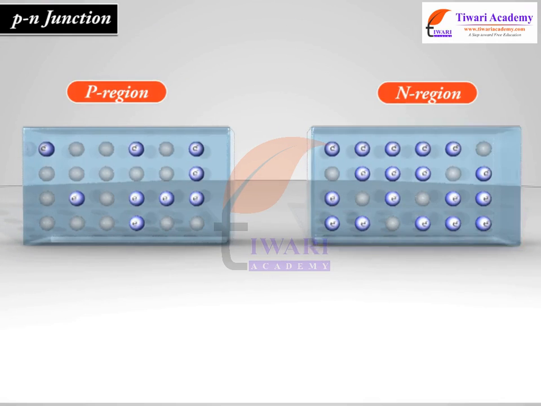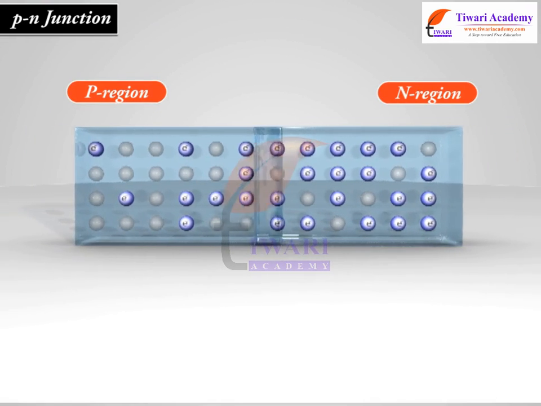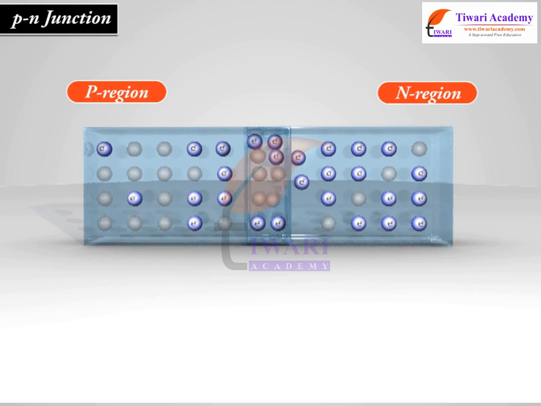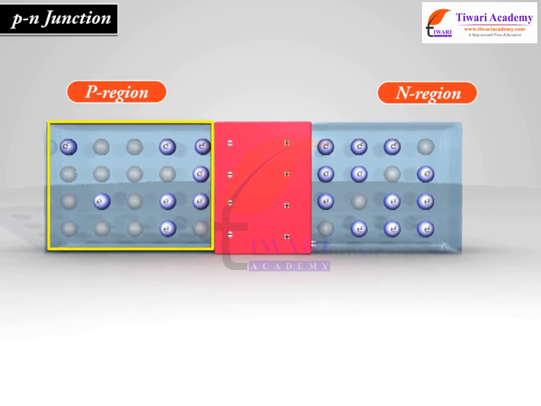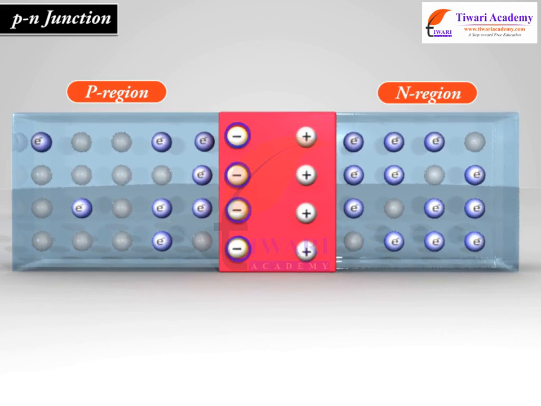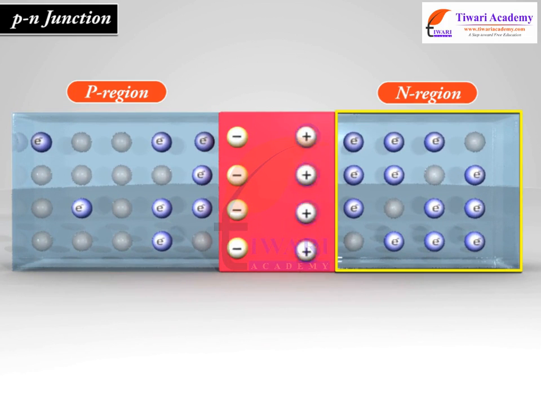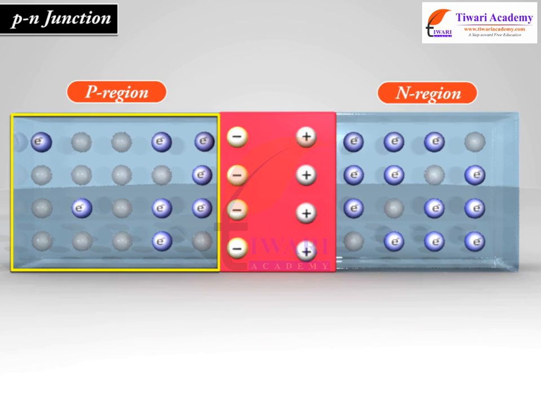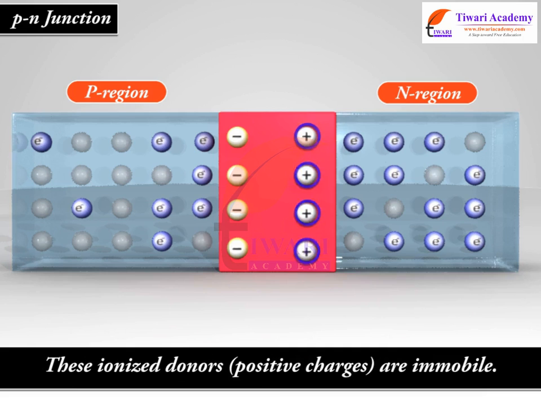Since the N-type region has a high electron concentration, electrons diffuse from the N-type side to the P-type side, leaving behind ionized donors on N side and combining with holes in P-type material. These ionized donors, positive charges, are immobile.